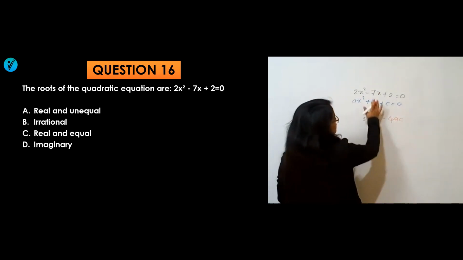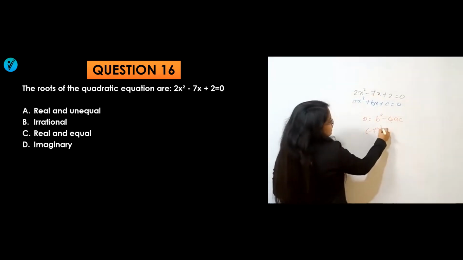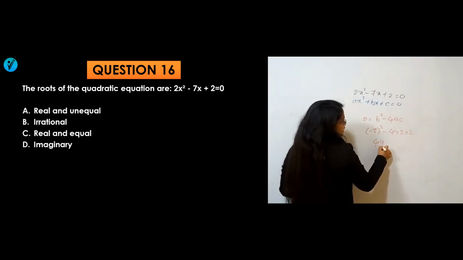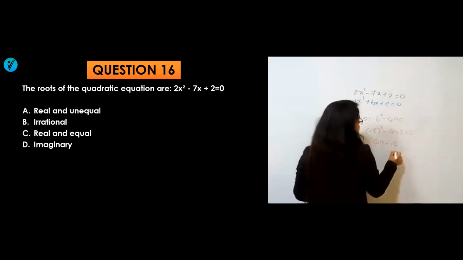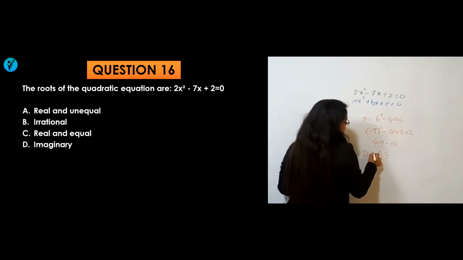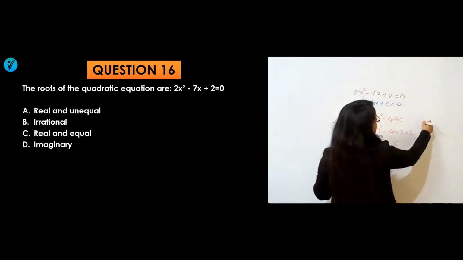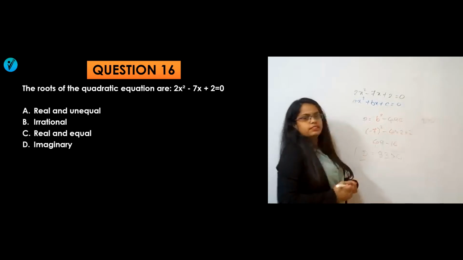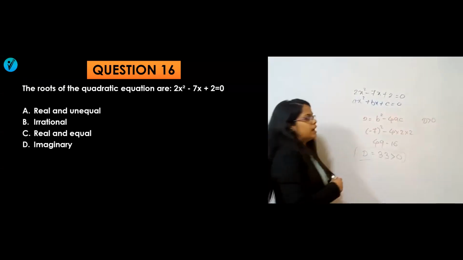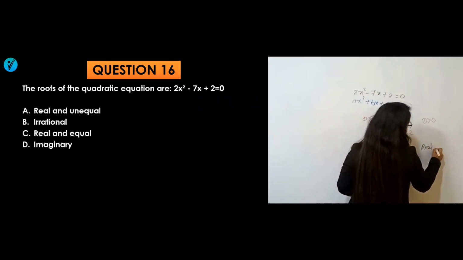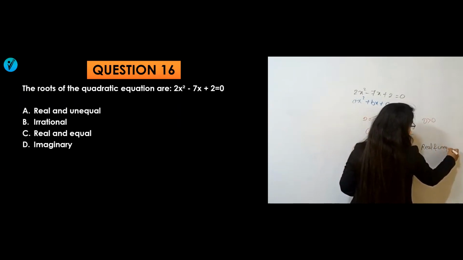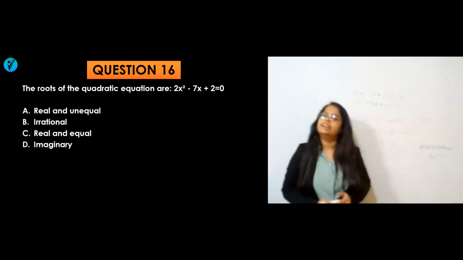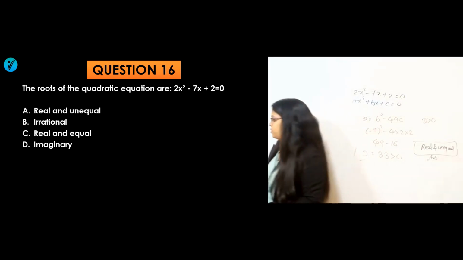So what is the value of D? Minus 7 square minus 4 into a, which is 2, and c, which is 2. So 7 square is 49, minus 4 2s are 8, 2 8s are 16, which gives 33. Since D is greater than 0, as 33 is greater than 0, the roots are real and unequal. So your answer will be option A, that is real and unequal. That's it. Now let's go to the next question.